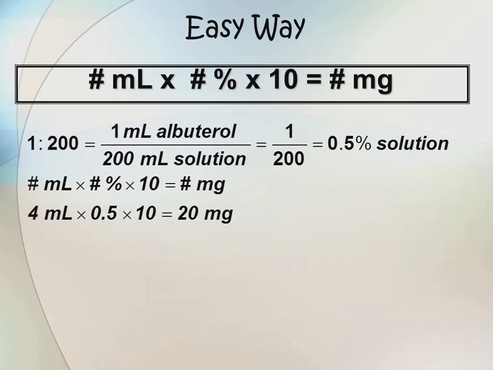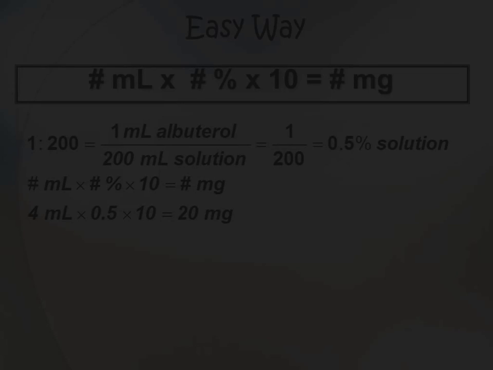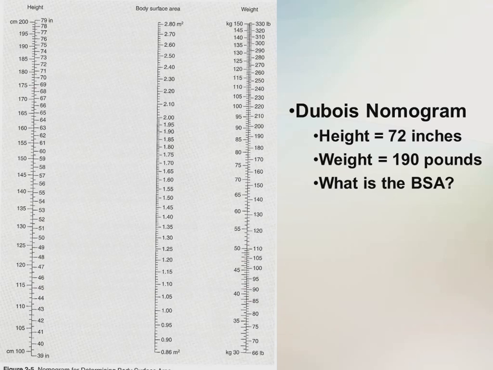The easy way, on the other hand, is the universal equation. Number of milliliters times the percent times 10 is the number of milligrams. And solving it that way, you come up with the same exact answer. The Dubois nomogram, again, you should be familiar with as far as being able to determine the body surface area, because some medications require that. Height 72 inches, weight 190. We draw a line and find out that our BSA is 2.1.